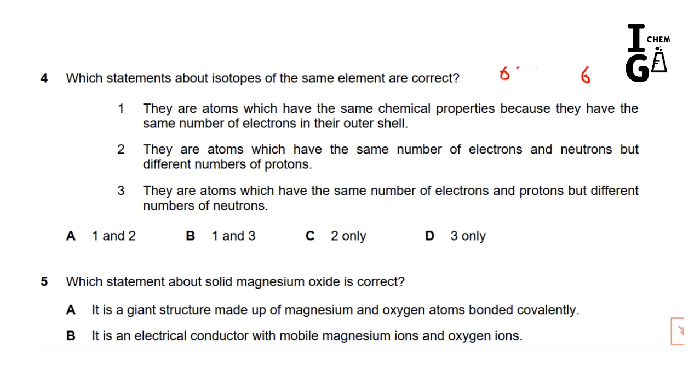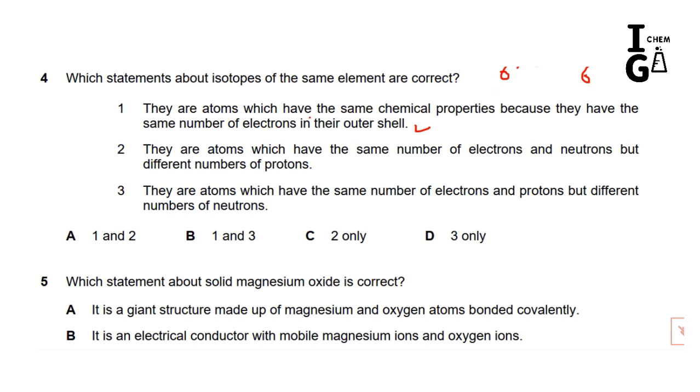So you see, we have the same proton number, but they are different in the mass number or nuclear number due to the difference in number of neutrons. So we check option number 1, they are atoms which have the same chemical properties. This is correct because they have the same number of electrons in their outer shell. Actually, this statement is correct because of the same proton number, so proton number equals number of electrons.